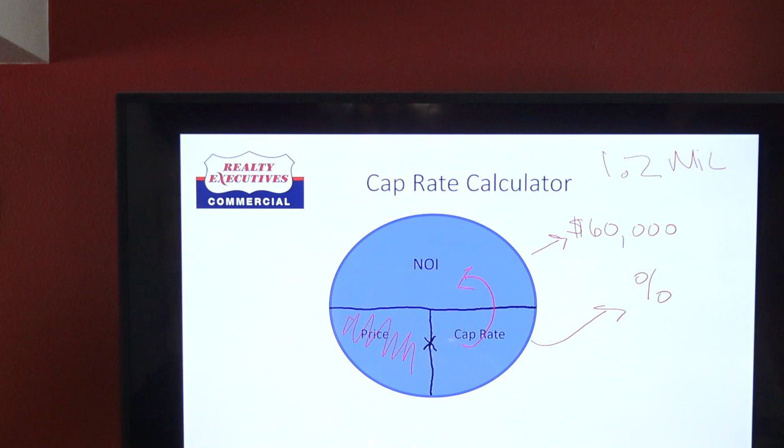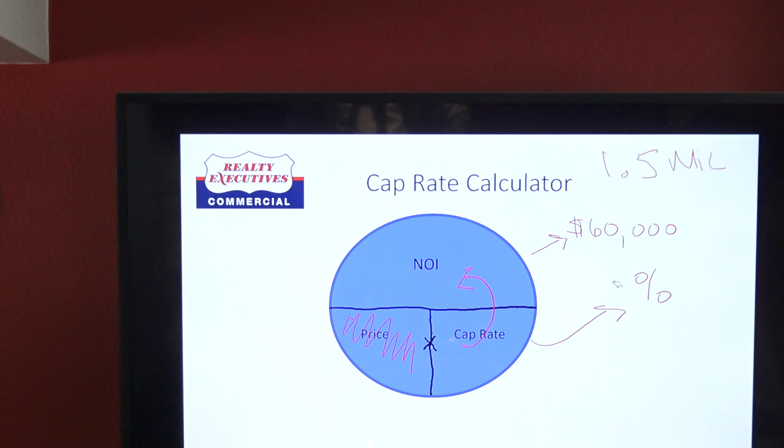Let's use a 4 cap. If I use a 4 cap, I still have 60,000 net operating income. How much am I going to pay for the building? 1.5 million. Absolutely. You see that? All right.